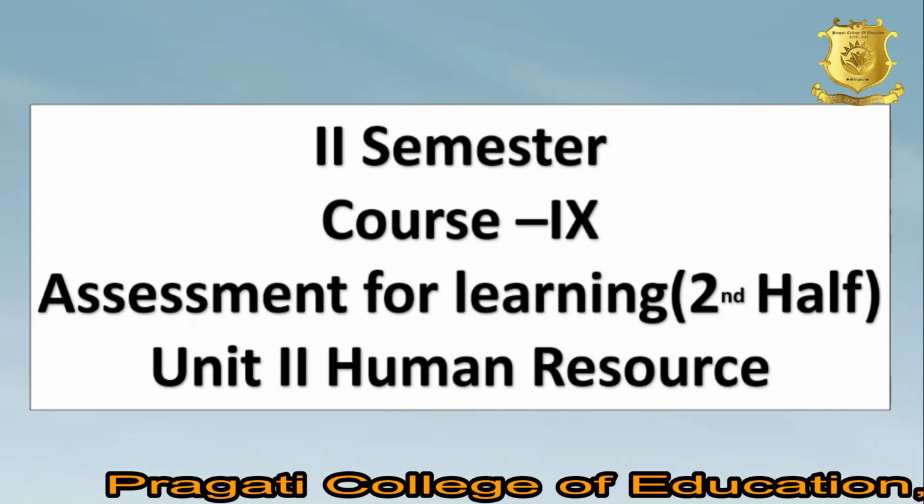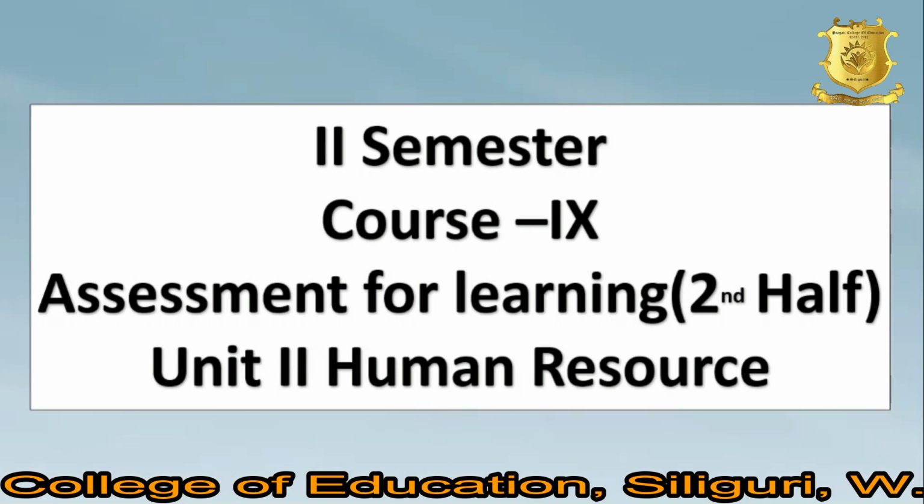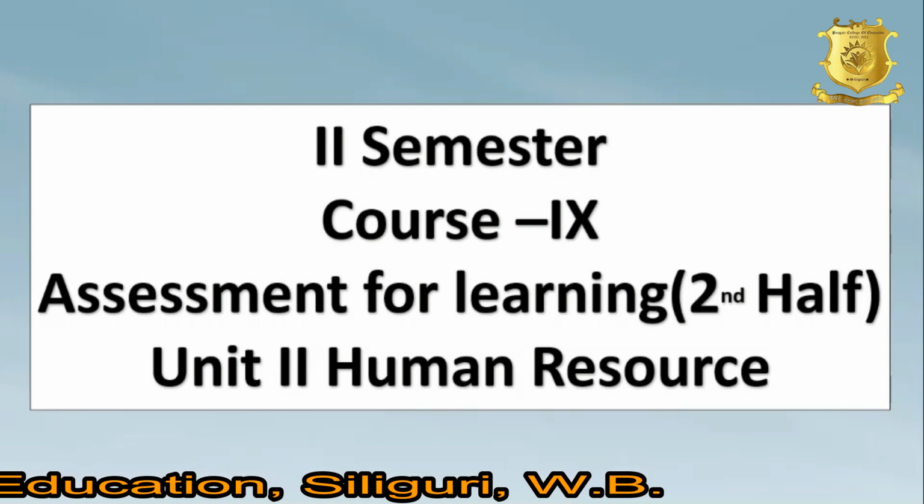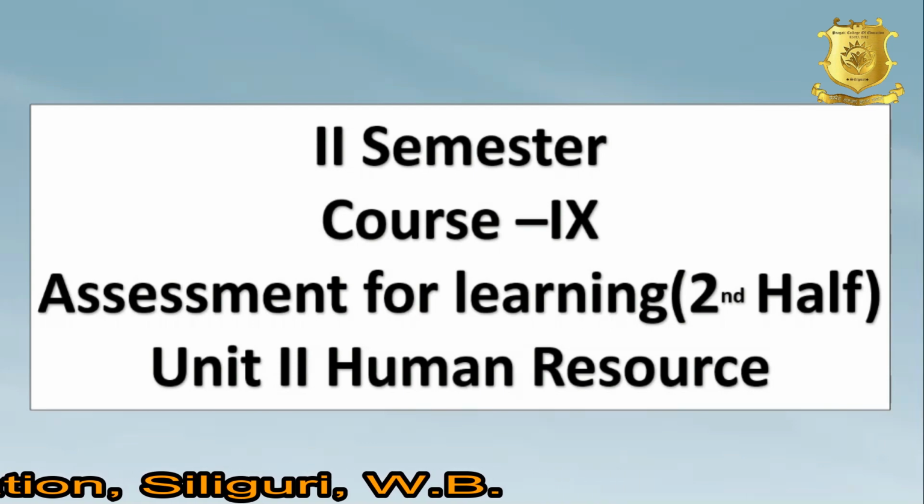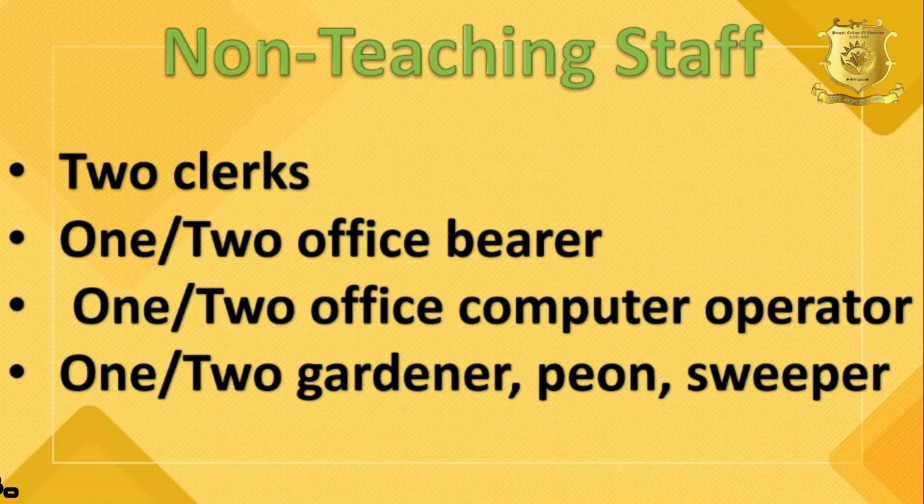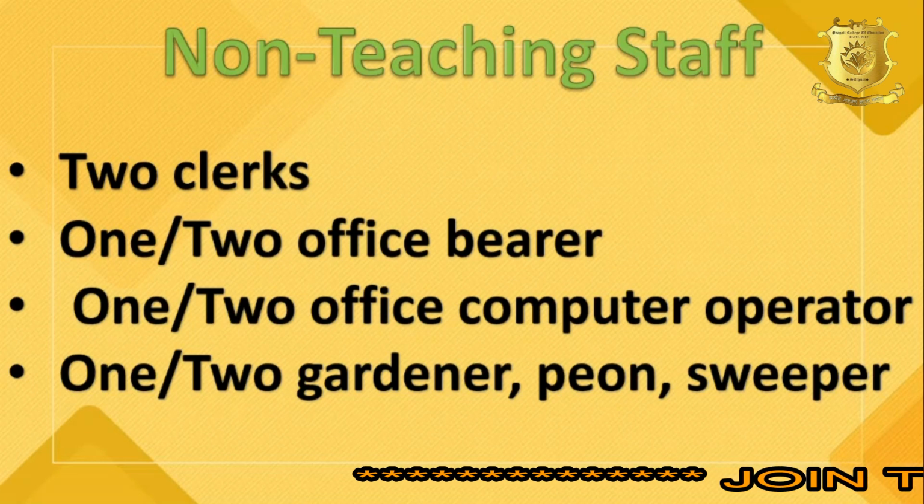So in today's class, we will be learning about human resource, second semester, Course 9, and the name of the course is Assessment for Learning, second half, Unit 2. Students, in the previous class, we learned about an important human resource, that is teaching staff. Under teaching staff, there are full-time, part-time and para-teachers. In today's class, we will be learning about non-teaching staff.